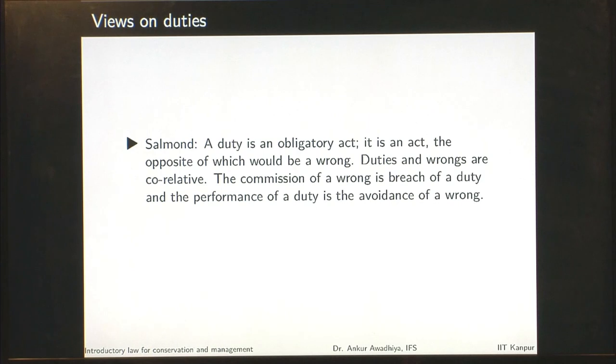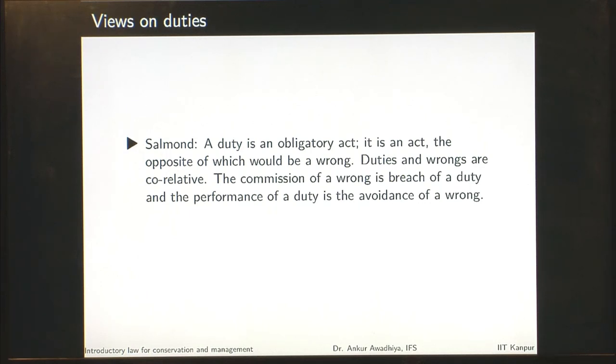Now, on duties, Salmond says a duty is an obligatory act. So you are under obligation to do it. It is an act the opposite of which would be a wrong. Duties and wrongs are correlative. The commission of a wrong is breach of a duty, and the performance of a duty is the avoidance of a wrong.